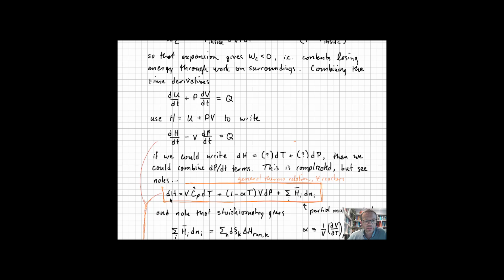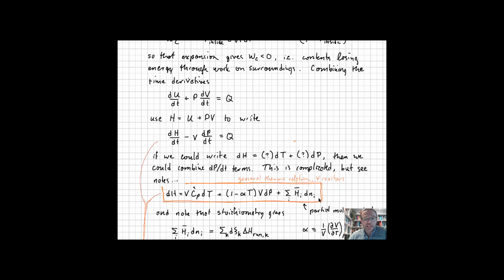And what you end up with is that dH is a total heat capacity of the contents. You can write this in many different ways. Here, for convenience, I've written it as a volume times a heat capacity on a per volume basis, that's the little hat above this thing, times dT, plus (1 minus alpha times T). Alpha is this coefficient of thermal expansion, and then that gets multiplied by V dP, plus the sum over all the components in the reactor times their partial molar enthalpies, times dNi. Okay, so times the sum over all the components in the reactor times their partial molar enthalpies multiplied by the differential changes in the number of species in the reactor.